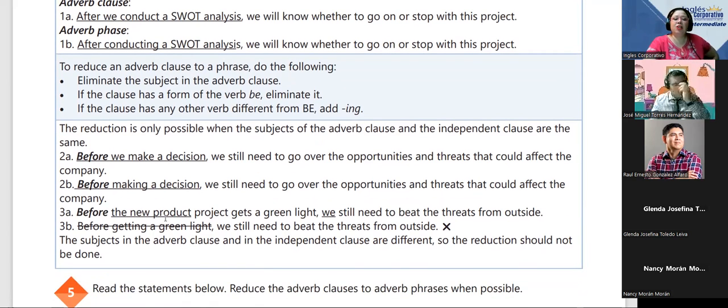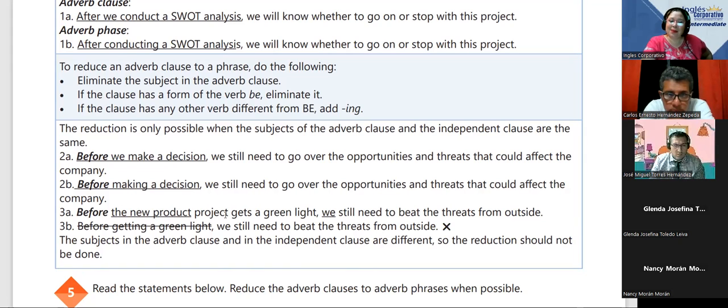Vaya, vamos a ver acá. Dice, before the new product project gets a green light, we still need to beat the threats from outside. Ajá, entonces, veamos, ¿cuál es el sujeto acá? We. The new product. No, en esta, en la número 3. Ajá. The new product project. Ese sería todo eso el sujeto. I eliminate that. Okay.